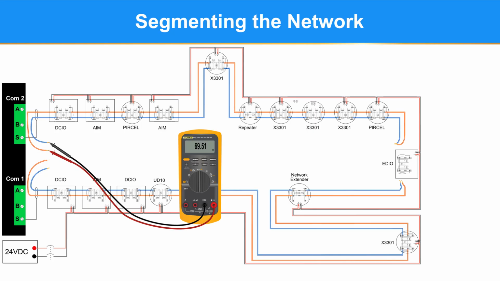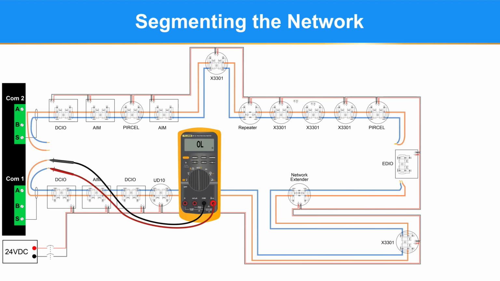69.5 ohms. You now know 2 things. First, you are on the COM2 side of the network, and 69.5 ohms is close to what you should be reading. 1,000 feet of wire out, 1,000 feet back, and 26 ohms for each way through the repeater.